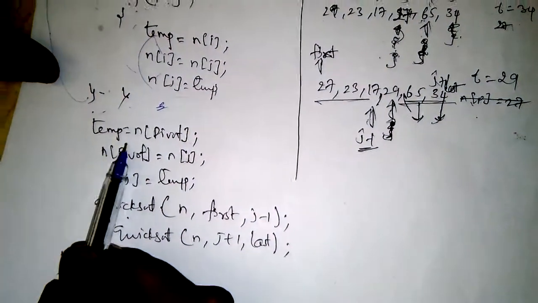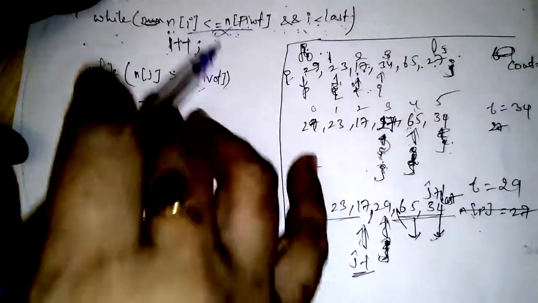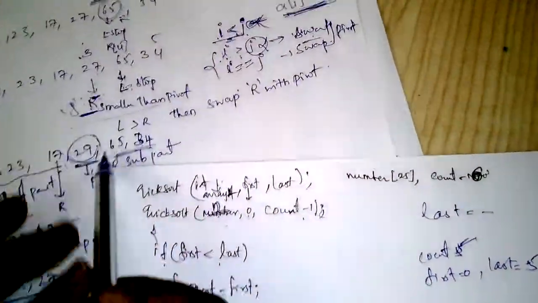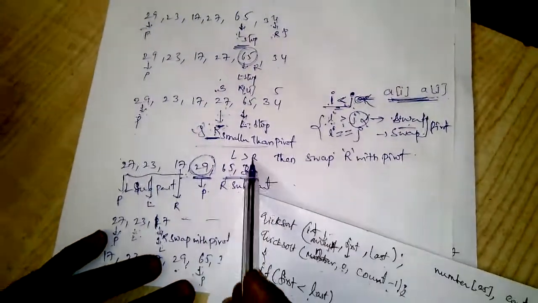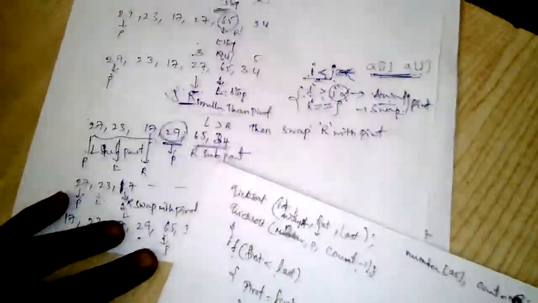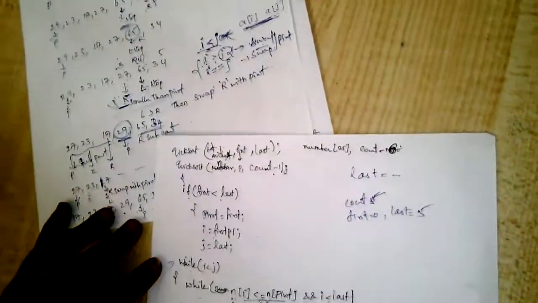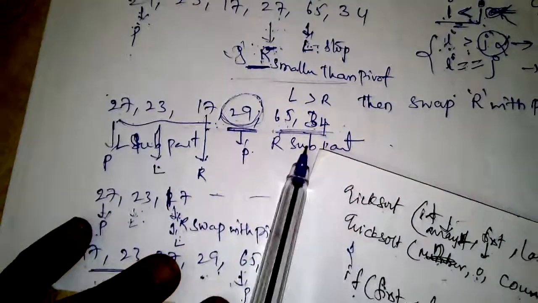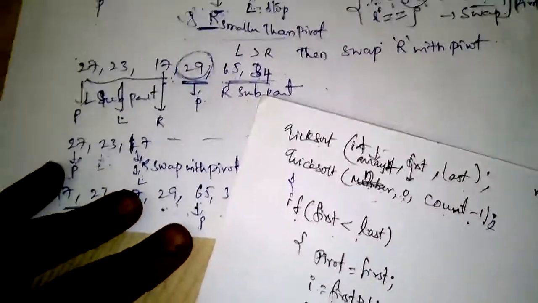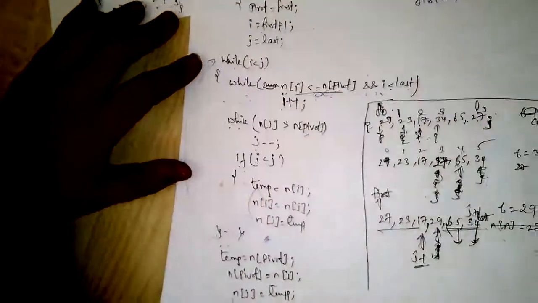It comes here. Temp equals n of pivot, and it will make a swap with the pivot element, and we get this list. Now the function calls are made for the left subarray and the right subarray. This one calls the left part of the subarray and this one calls the right part, and it continues the same process to sort the left and right parts of the subarray. In this way the quicksort algorithm works.